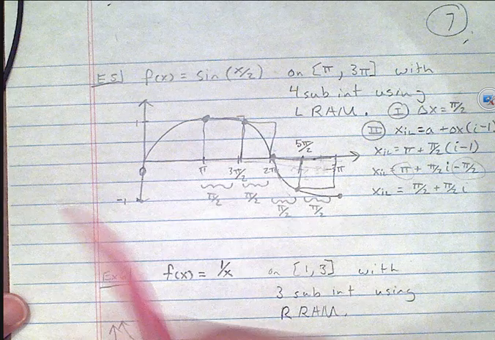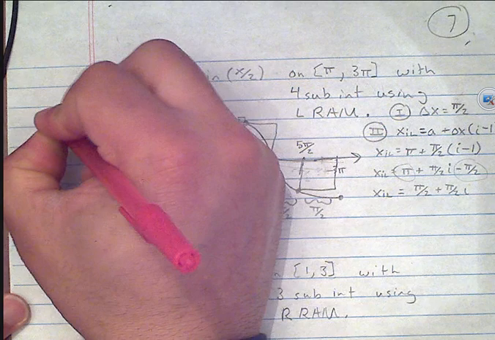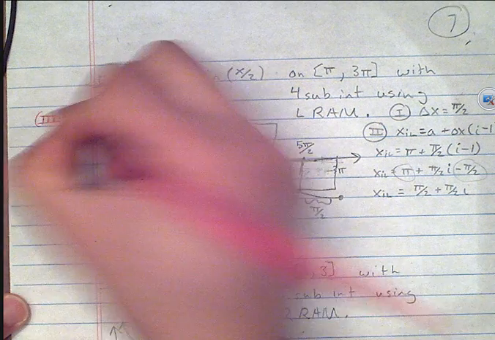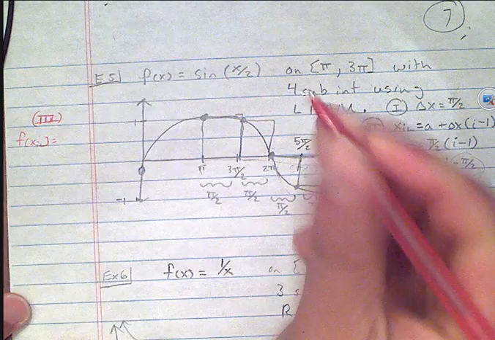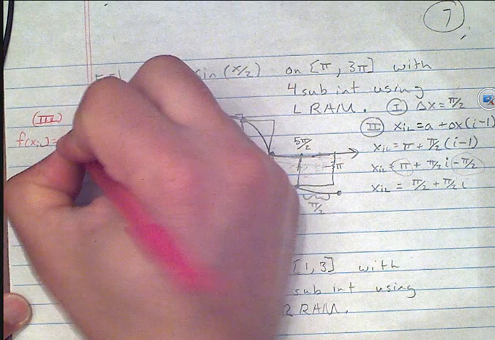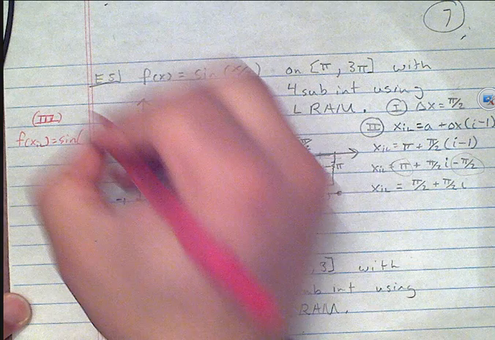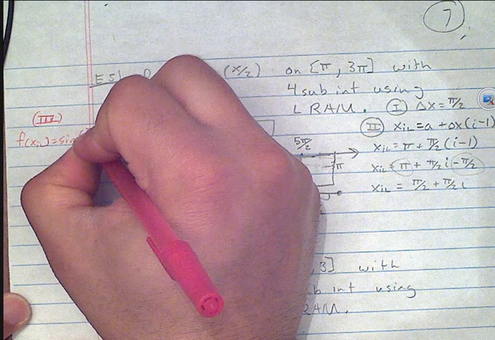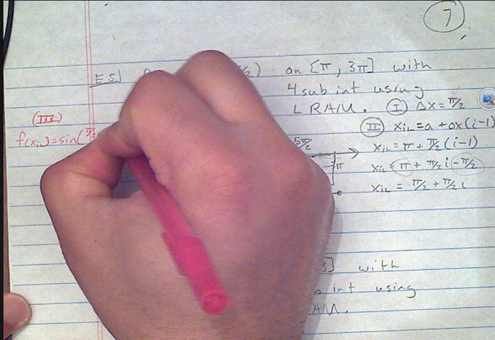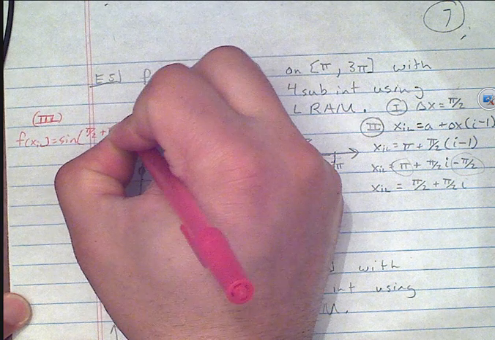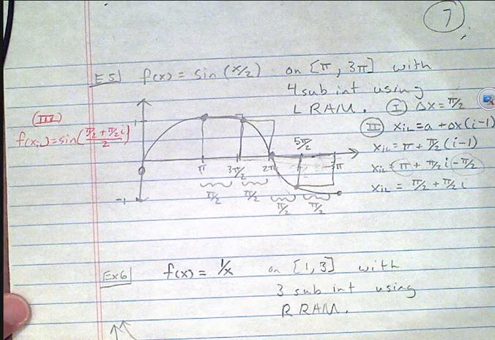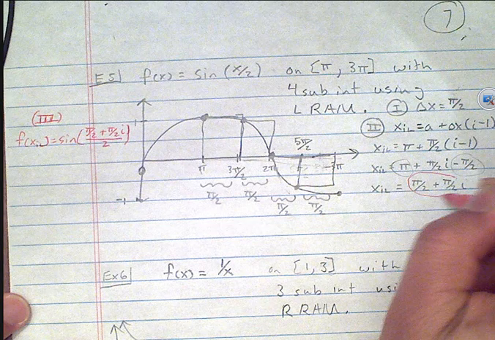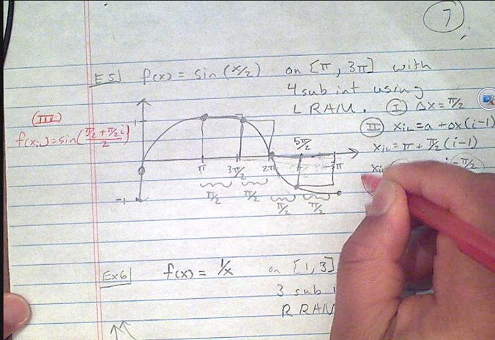Shame on me. Alright, so step 3. Gotta find f of x sub i L. Alright, so that's sine of pi over 2 plus pi over 2 i. I plugged pi over 2 plus pi over 2 i into the original function.